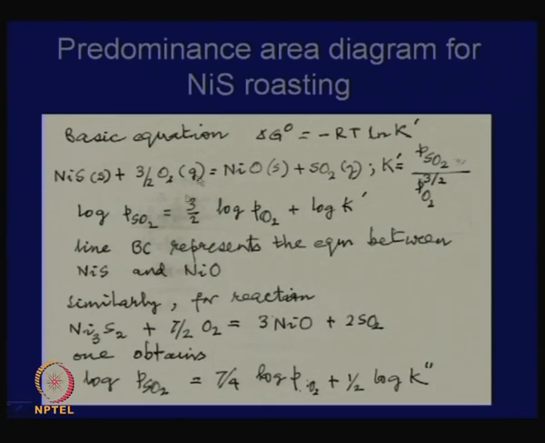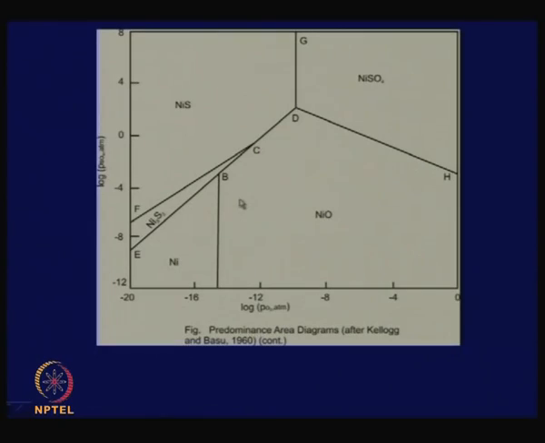There are many reactions possible. Let us consider one particular reaction, that is nickel sulfide giving you NiO and SO2. Now, we know that the basic reaction for this would be delta G naught equals minus RT ln K prime, where K prime is the equilibrium constant, which is written like this. Now, from this, if we take log, we can write log PSO2 equals 3 by 2 log P sub O2 plus log K prime. We are considering an equilibrium between NiS and NiO, and that is the line BC, NiS and NiO.